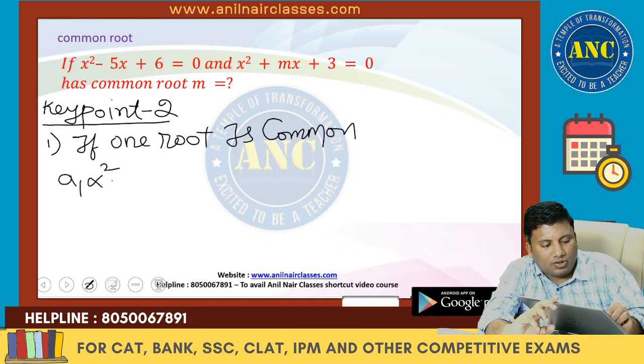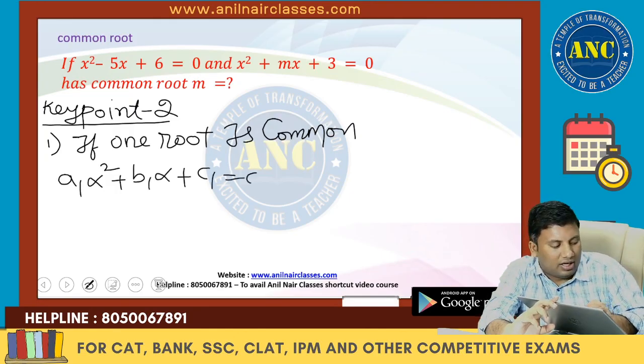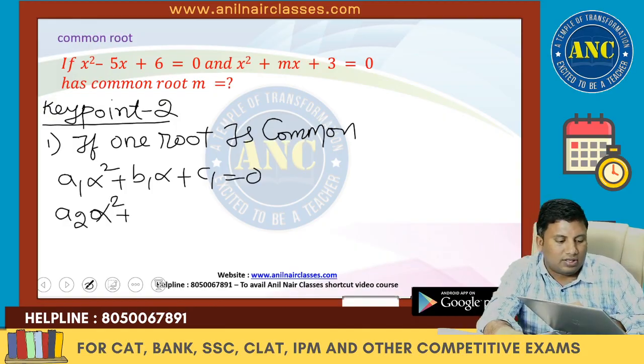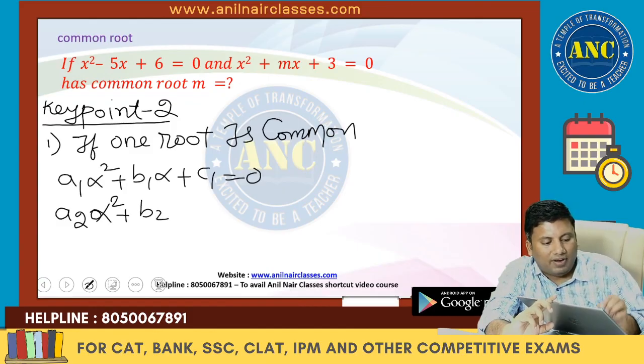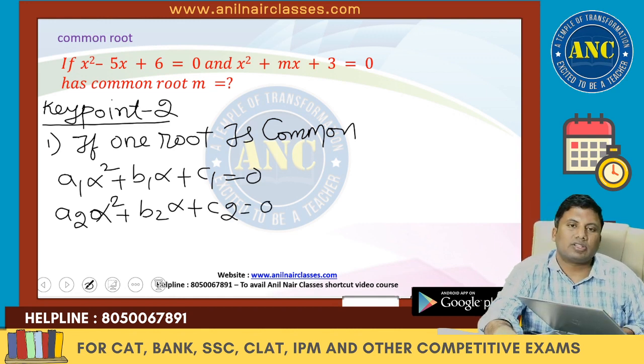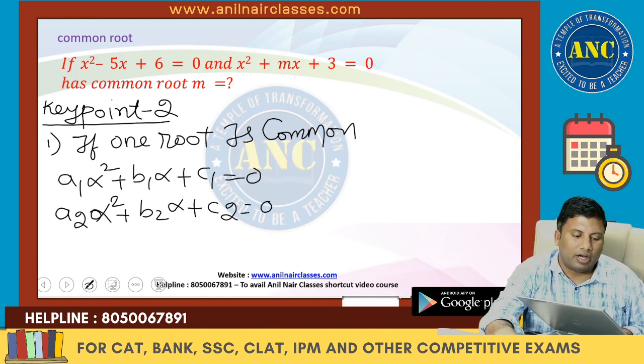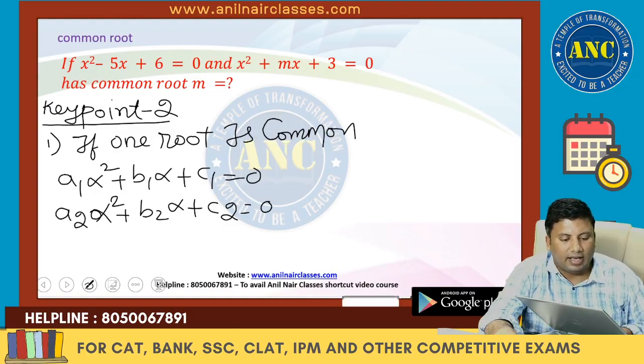a1 alpha square plus b1 alpha plus c1 equivalent to 0, a2 alpha square plus b2 alpha plus c2 equivalent to 0. I hope it is clear. Write a1 alpha square plus b1 alpha plus c1.